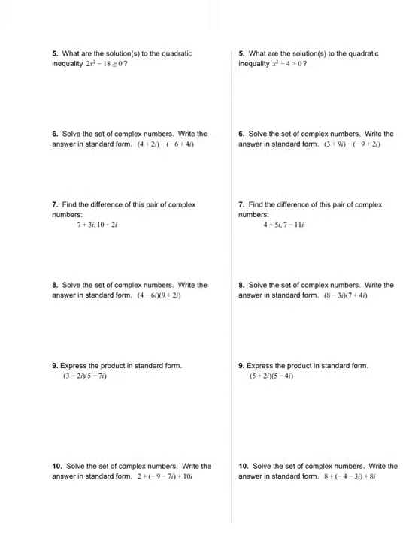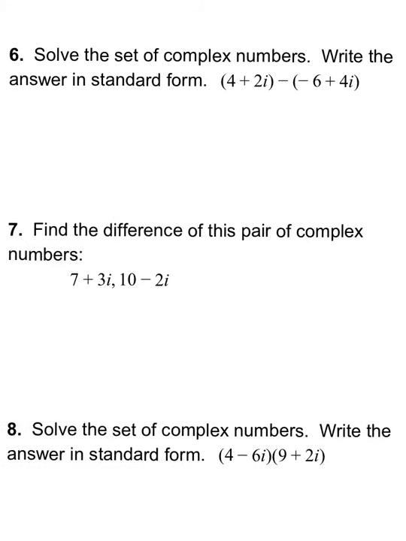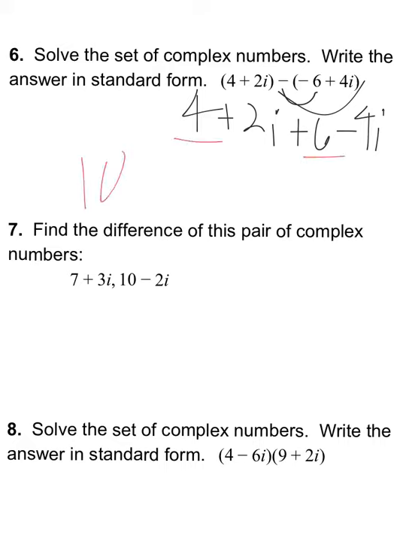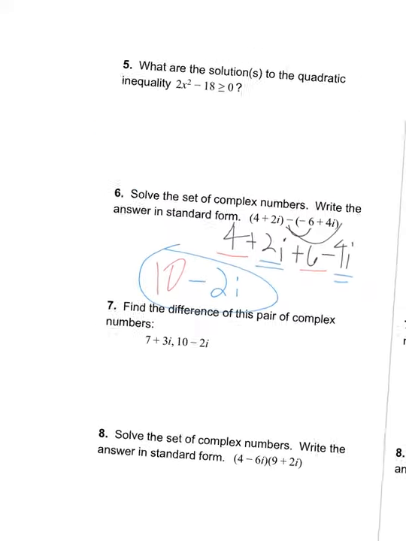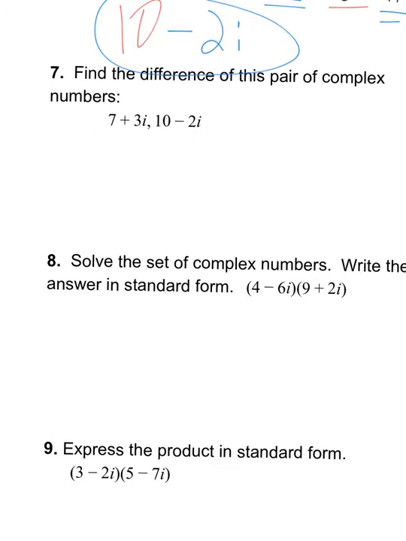All right, so I just want to do number 6. Distribute the negative. 4 plus 2i plus 6 minus 4i. And then just combine like terms. 4 and 6 are regular numbers, that's 10. And then 2i minus 4i, that's going to make negative 2i. So 10 minus 2i is what I got in the calculator. That's what I got by hand. That's all it takes.